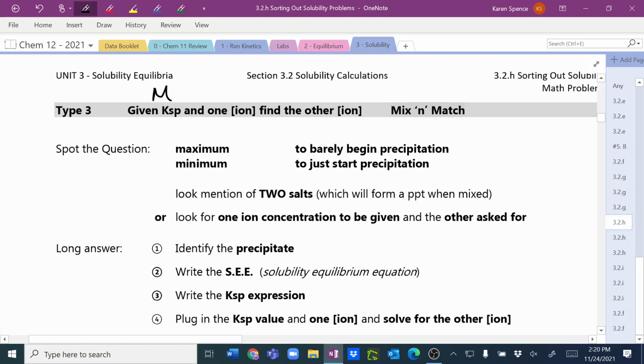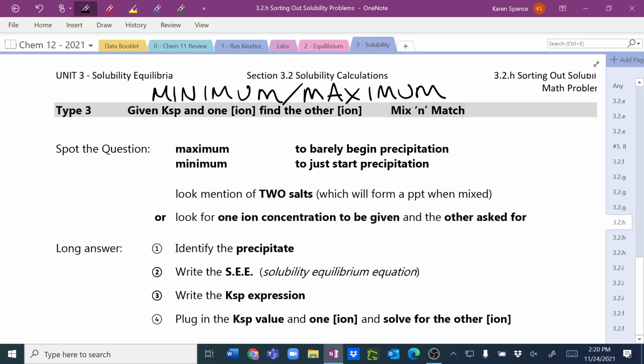These are minimum maximum problems. Remember I said minimum maximum problems are pretty straightforward because you're going to be given a KSP, you're going to be given an ion concentration, you just solve for the third one. That's what these are, okay? So you're going to be looking, and we did pick out those words, yes, was it yesterday that we did this?